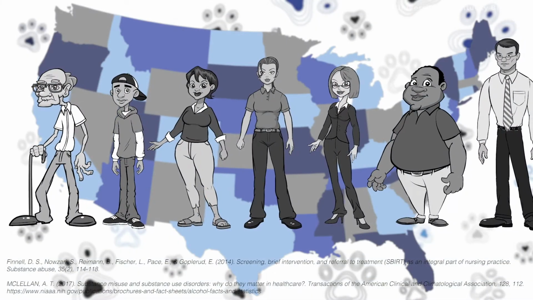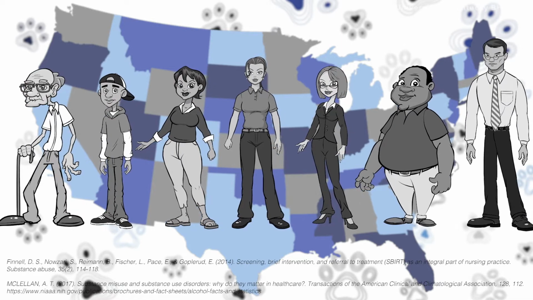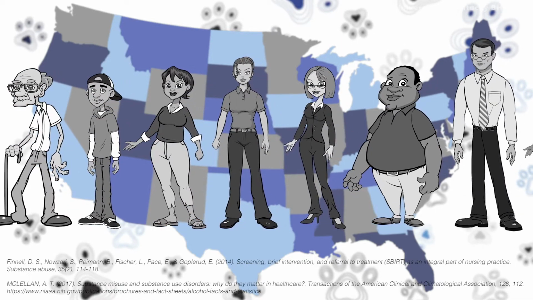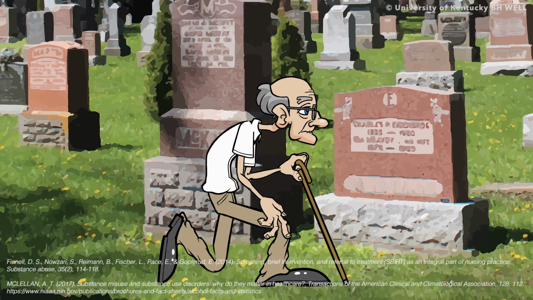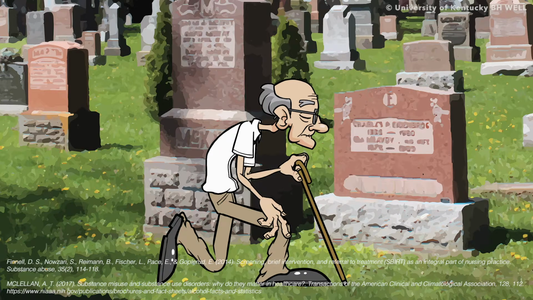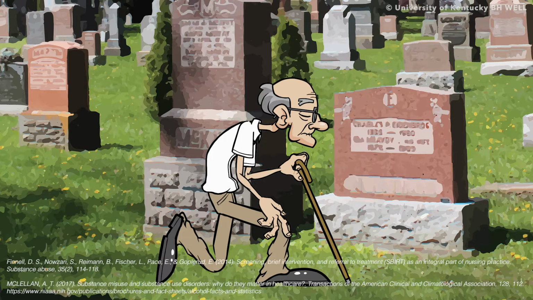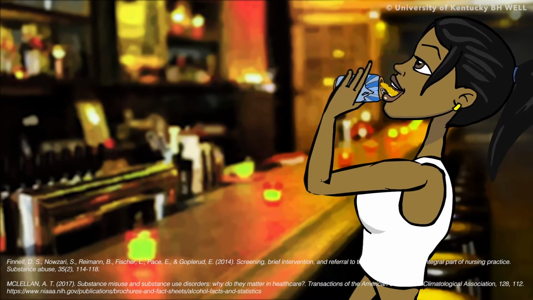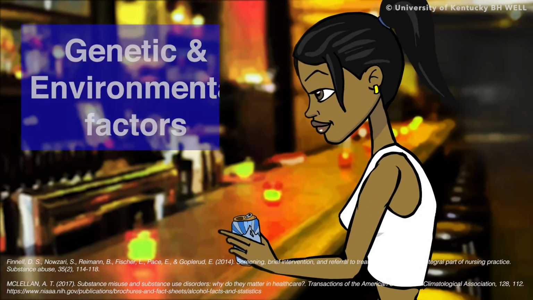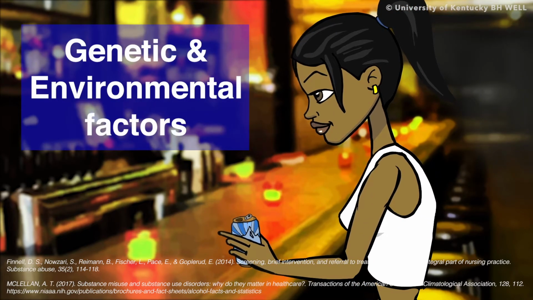Alcohol use disorder affects 14.4 million adults ages 18 and older in the US, yet only about 7.9% of those affected receive treatment. An estimated 88,000 deaths occur from alcohol-related causes annually, making alcohol the third leading preventable cause of death in the US. As is the case with other chronic illnesses, a person's risk of developing a substance use disorder comes from genetic and environmental factors.